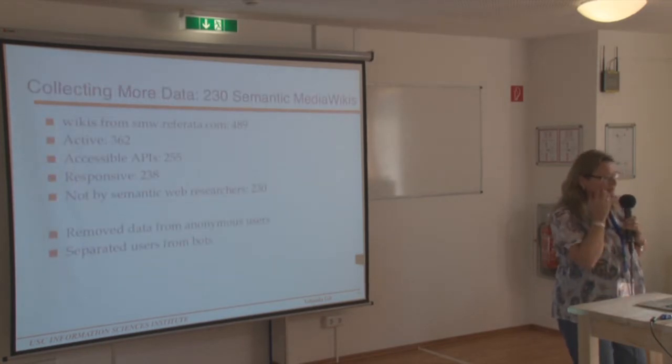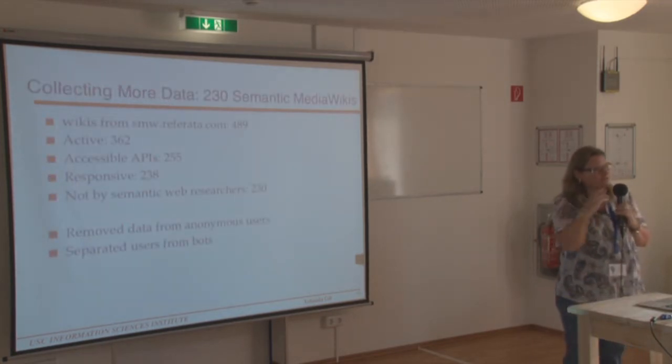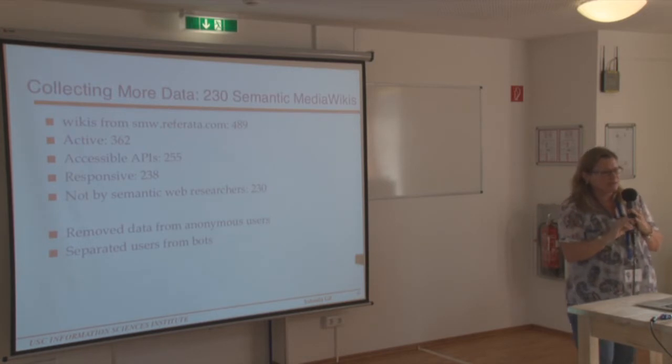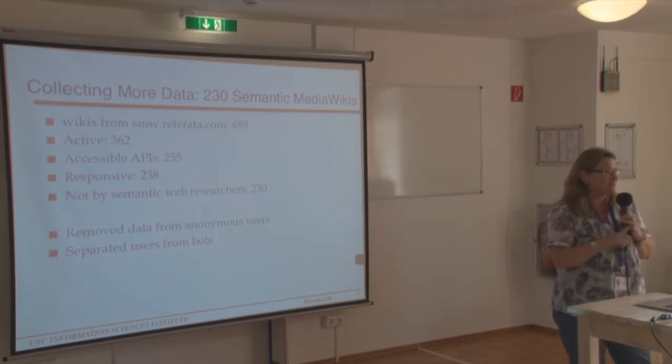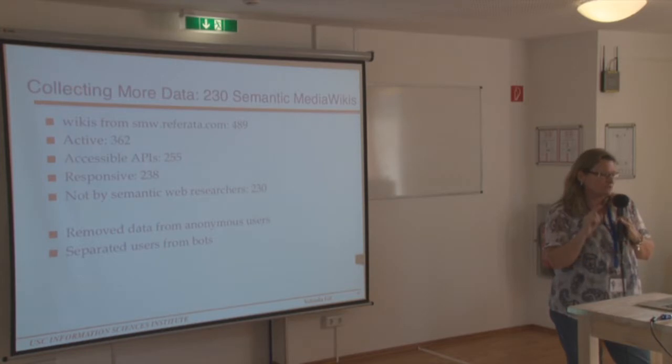So we went back and looked at an order of magnitude more wikis. We took data from 230 semantic wikis. Why 230? At the time, there were 489 wikis in Referata. Active appeared to be 362. We looked at those that had accessible APIs. We looked at those that were actually live and responsive.